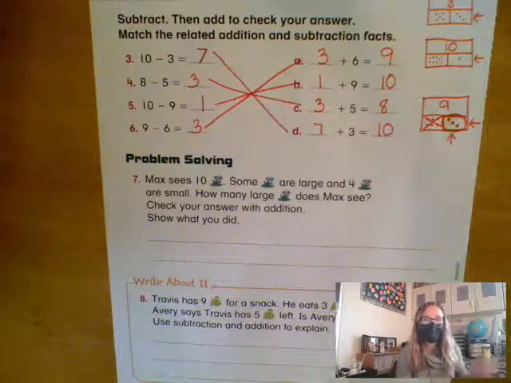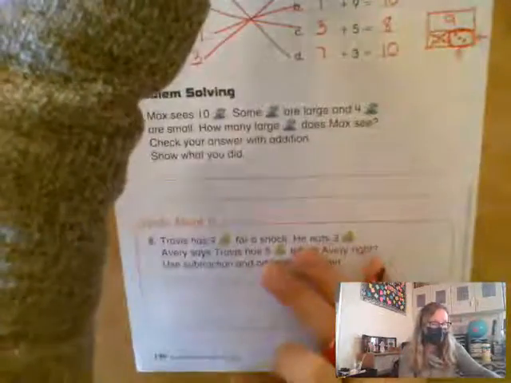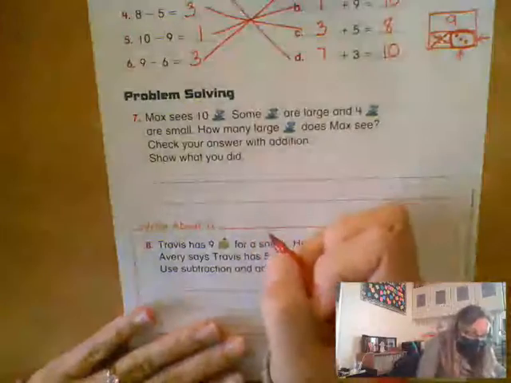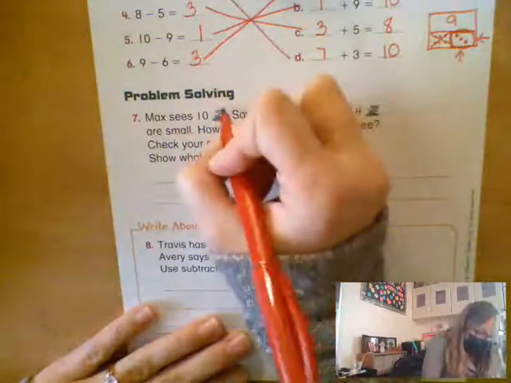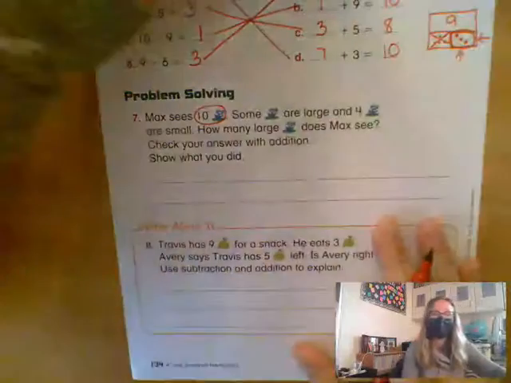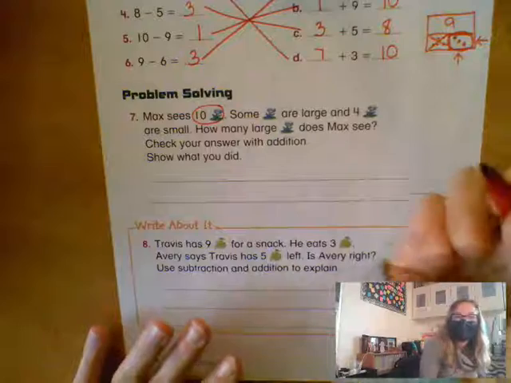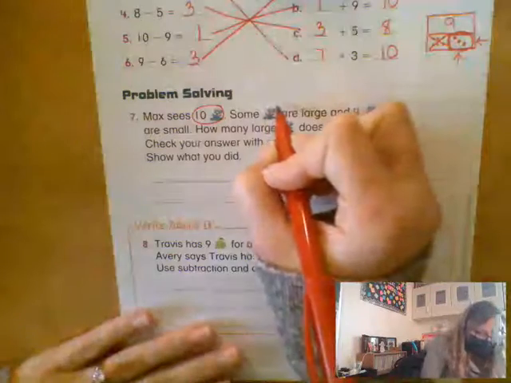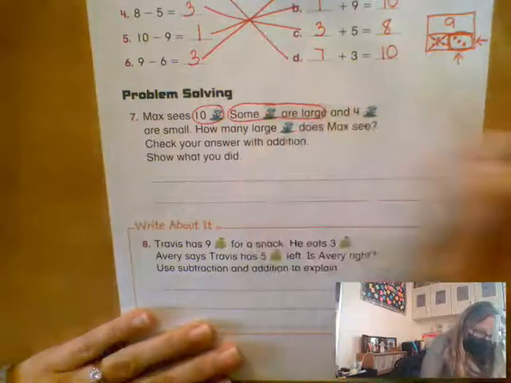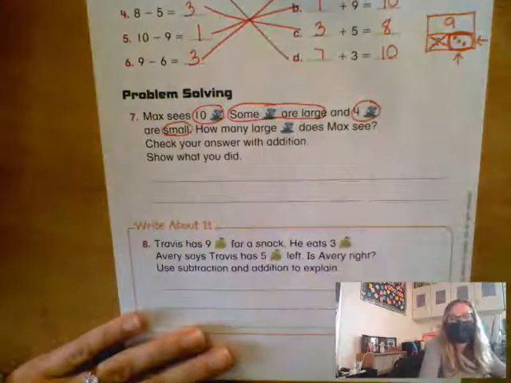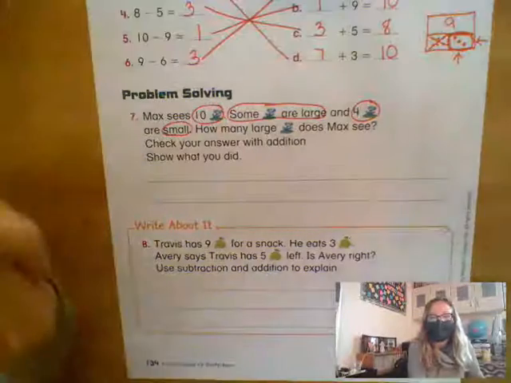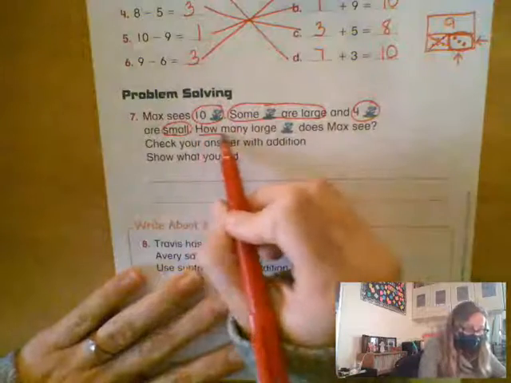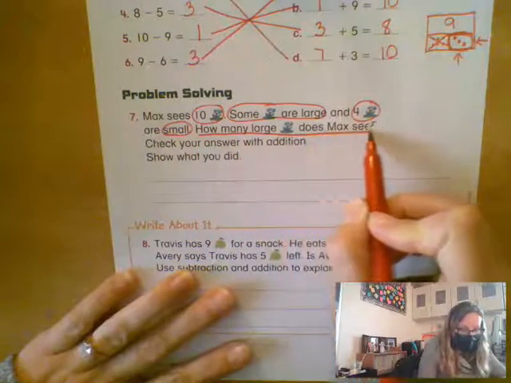Alright, let's look at the problem solving. It says Max sees 10 frogs. Everybody circle in your book 10 frogs. It says some frogs are large. Circle some frogs are large. And it says 4 frogs are small. 4 frogs are small. Alright, so now the question asks, how many large frogs does Max see?